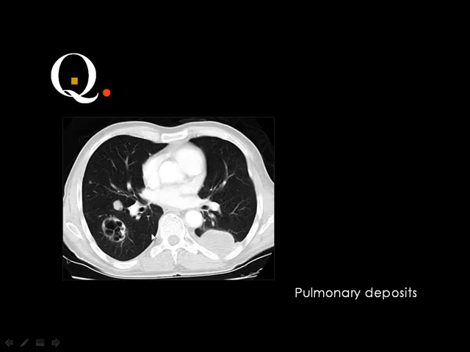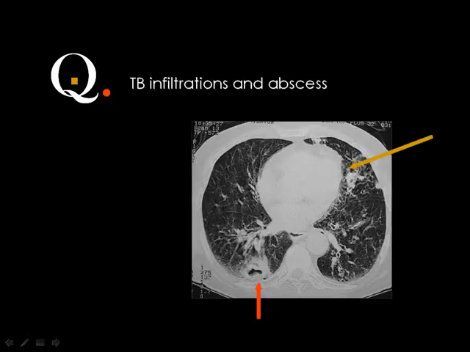This is 1, 2nd, 3rd. And these metastases are located in both lower lobes. Yes, this is the lingula and this is the middle lobe, and the metastases are located in both lower lobes. This patient had TB infiltration and abscesses. These infiltrations are seen in the lingula, and this abscess is seen in the right lower lobe.